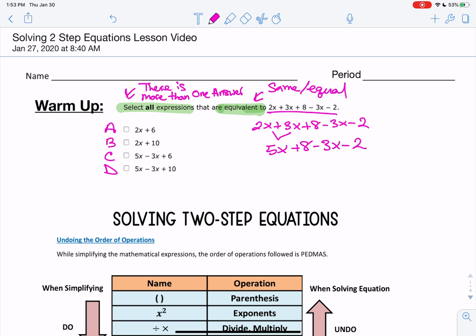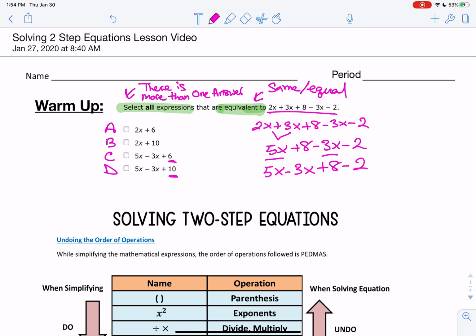So for A and B, they have a 2x, no. But C and D, they have the 5x and the 3x. And I see that here and here. So I'm going to go ahead and rewrite this so that they're next to each other. And then I have the numbers. Now notice on C, they have the number 6, and on D, they have the number 10. So that means I need to simplify this expression a little more to see if the end is going to have a 6 or a 10.